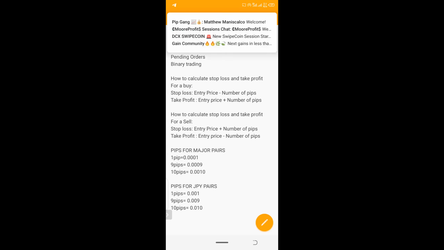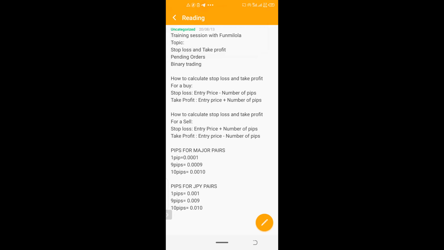Now that you know pip representation, because when you want to calculate your take profit and stop loss, you need to be able to determine how many pips you want to make from this market. For instance, if I buy dollar at 390 and it appreciates to 400, I can simply say that it has gone 10 pips. So I have made 10 pips profit.